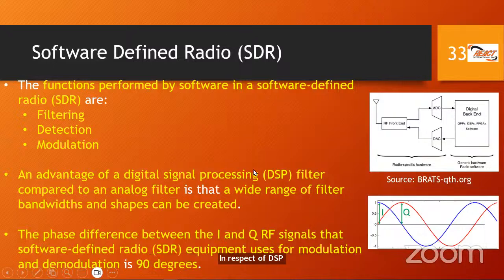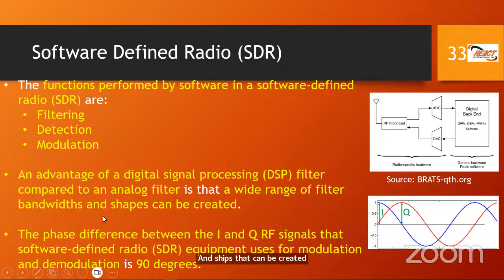An advantage of DSP filters compared to analog filters is that they tend to have a wider range of bandwidths and shapes that can be created. Where you have the analog filters, they're pretty much fixed, and they tend to be hardware based. But the DSPs, which are software based, tend to have a wider bandwidth, and you can change the shape of that filter accordingly using digital signal processing techniques, or DSP. So you need to know about this advantage for the exam of DSP over analog. Wider range of filter bandwidths and shapes that can be created.